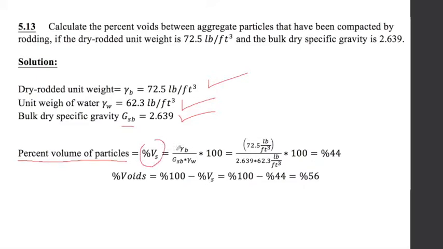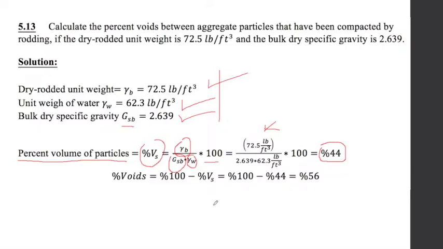Vs percent equals the unit weight of the dry rodded, gamma B, divided by the bulk dry specific gravity, GSB, times the unit weight of water, and to get a percentage we multiply by 100. We substitute these values into the equation, and the result we get is 44%. So the percent of volume of particles is 44%.